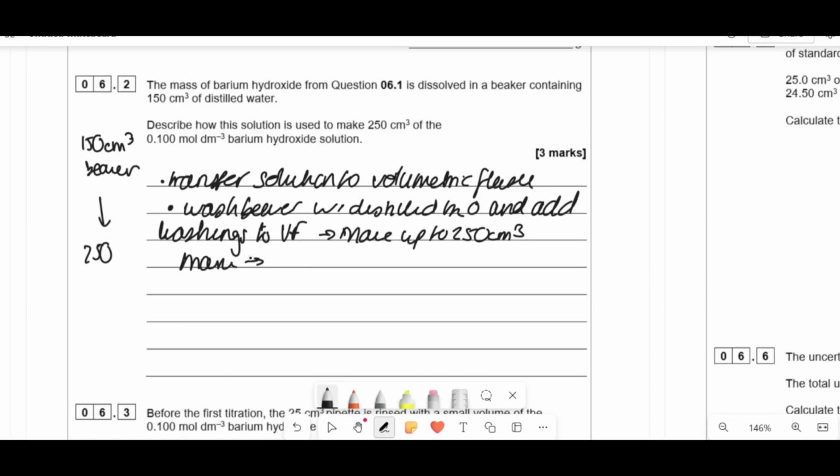And then at the end, you don't want it to just settle at the bottom. You want to invert it multiple times to mix. Because the idea is you've got this 250 centimeter cube sample at the end that you're going to take 25s out of, or 10s, or however many. You don't want it all to just settle at the bottom, because then if you take the top bit off, you've got nothing in it. So inverting it ensures that it's evenly distributed. Otherwise, this whole experiment doesn't work.